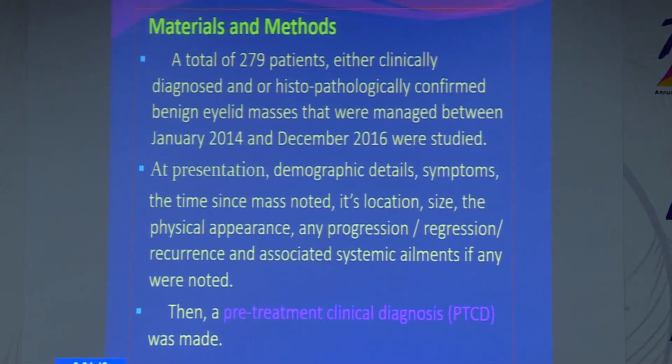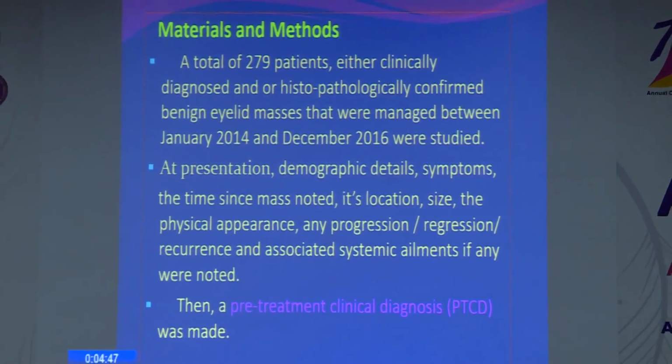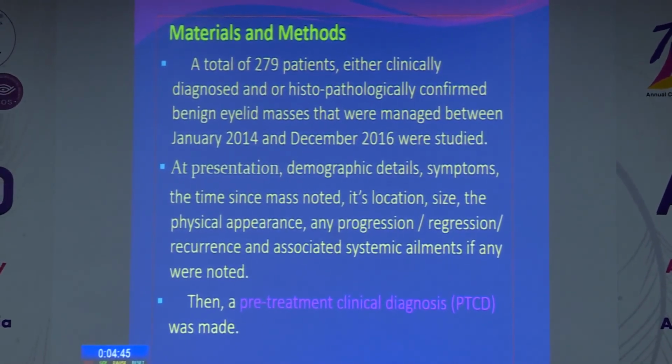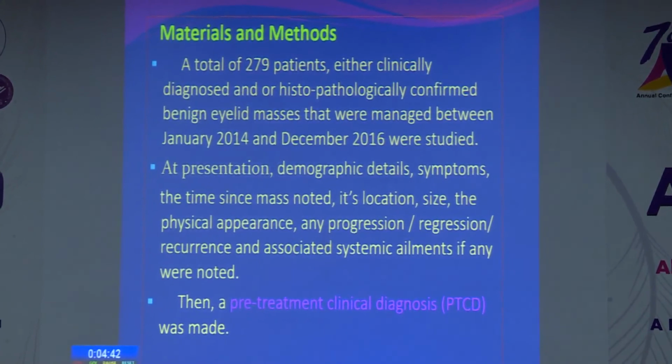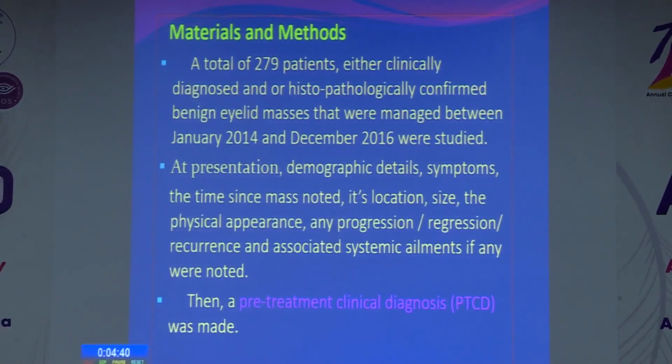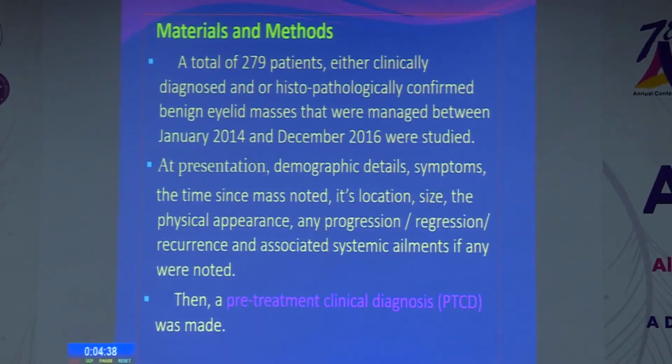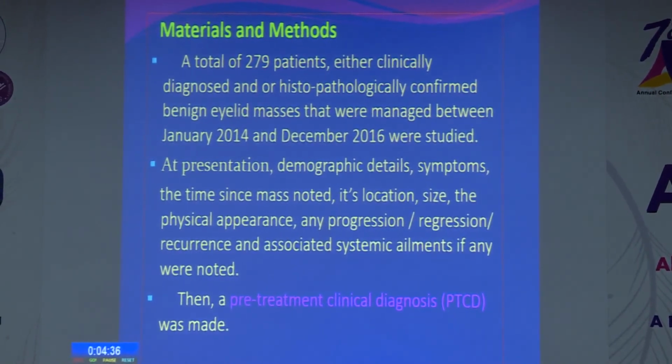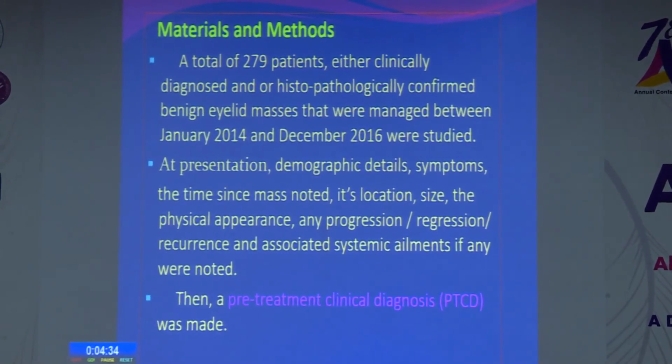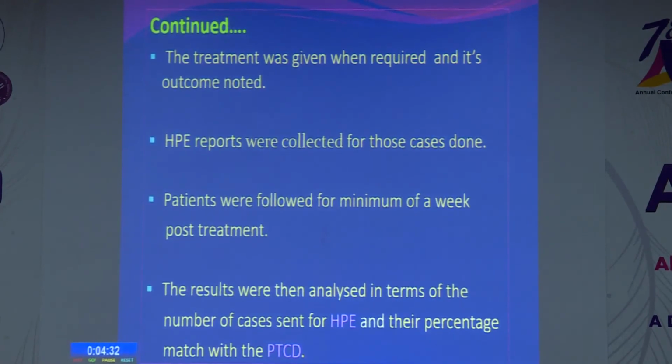At presentation, detailed demographic data, the symptoms, the time since the mass was noted, its location, the size, the physical appearance, and any progression, regression or recurrence were noted, and associated systemic ailments were also noted. After this, a pre-treatment clinical diagnosis was made. The required treatment was given and its outcome noted.